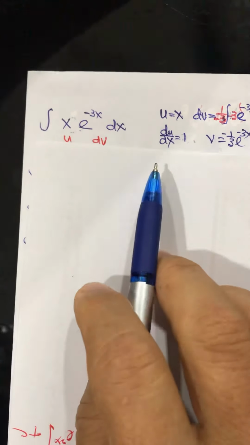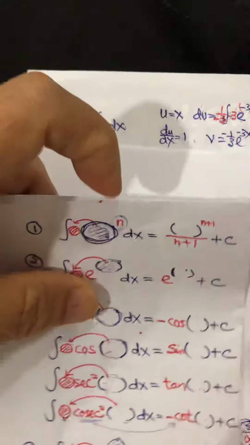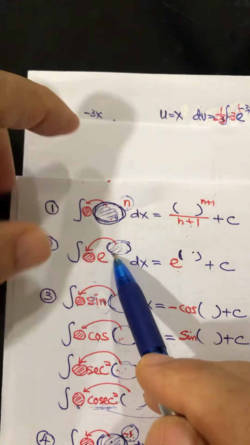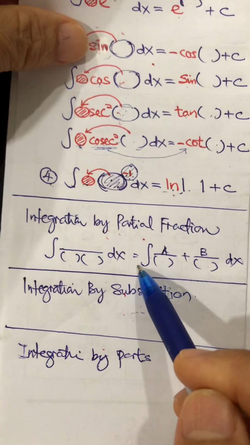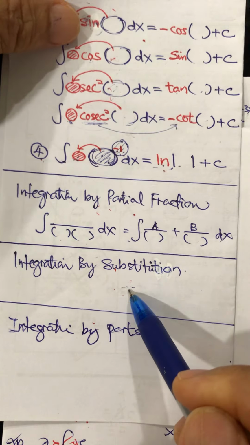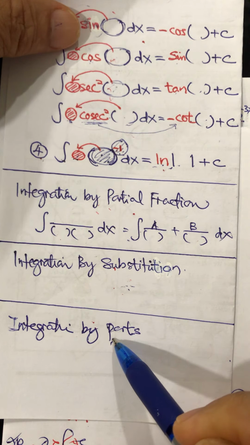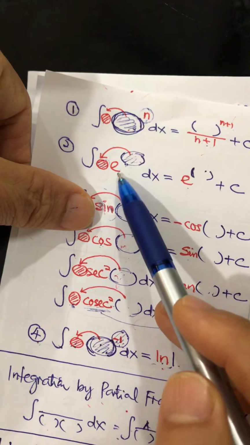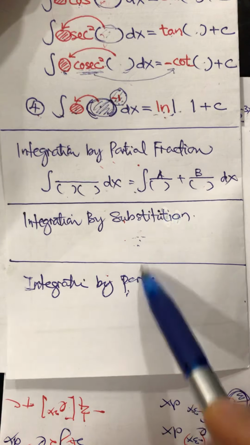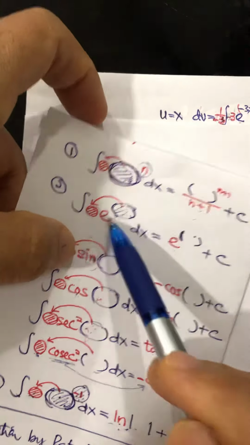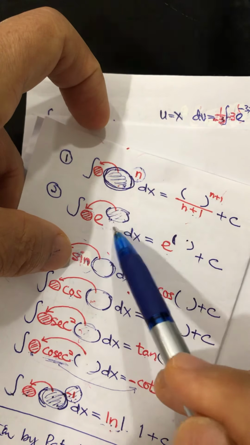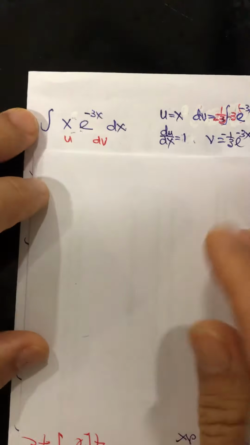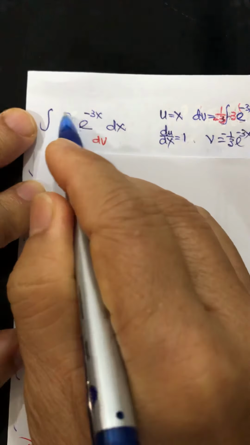Since you cannot use the method here, you cannot use partial fractions, you cannot use substitution. You have to use integration by parts. Why? Because it's a combination of algebraic and exponential. No partial fractions, no substitution. You cannot use this method. So here you see same. Okay, here this is algebraic.